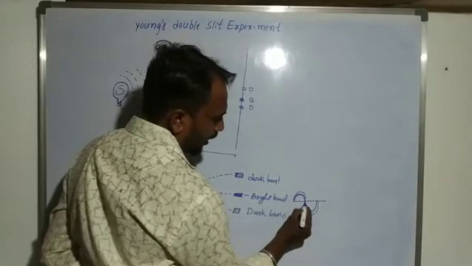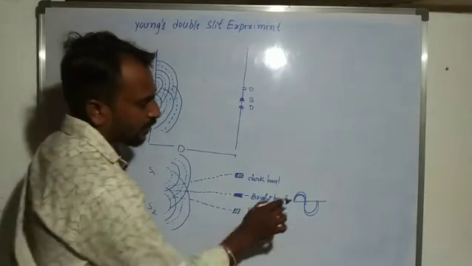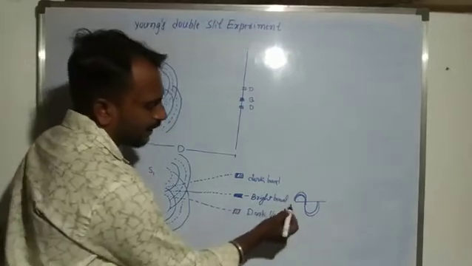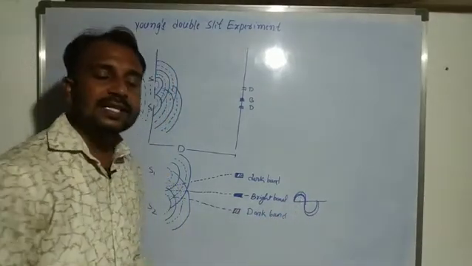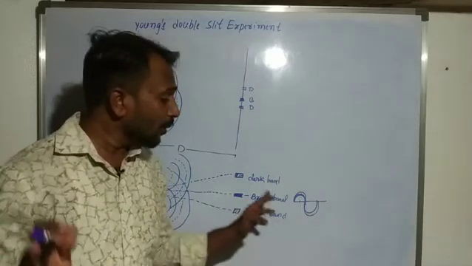Yes, so another wave. Here, the crest of one wave falls on the crest of another wave, and the trough of one wave falls on the trough of another wave. For this reason, we get a resultant amplitude increase. It means intensity increases. So for this reason, we get a center bright band.